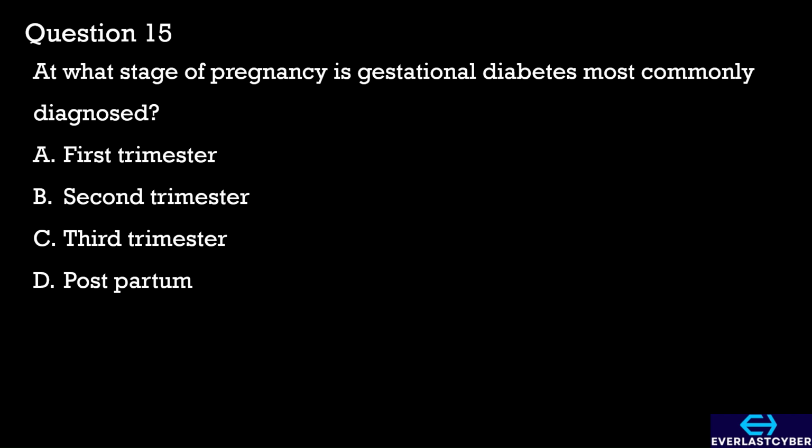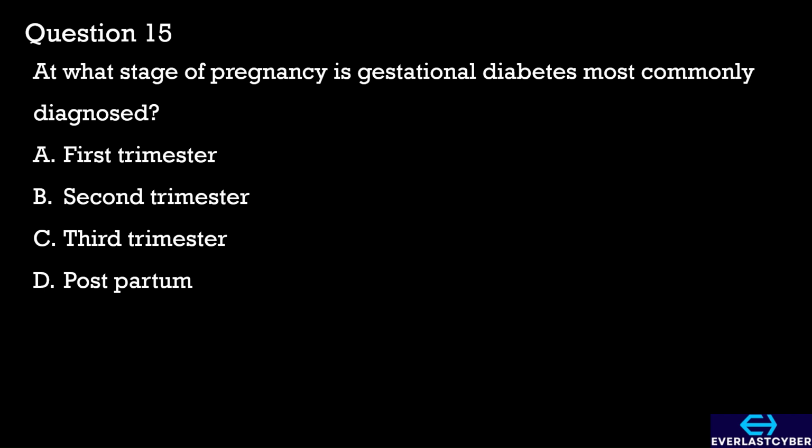Gestational diabetes usually develops when the hormonal changes of pregnancy cause insulin resistance, and this is usually around 24 to 28 weeks of gestation, which is the second trimester. So, screening is usually done with a glucose challenge test during this period.